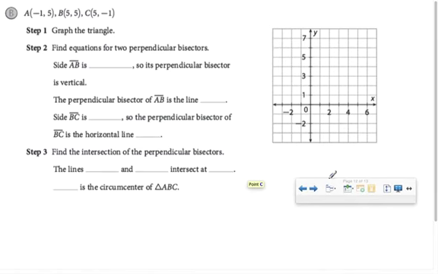Here we're given the coordinates. Step 1, graph the triangle. Negative 1, 5 is A. B is at 5, 5. And C is 5, negative 1.